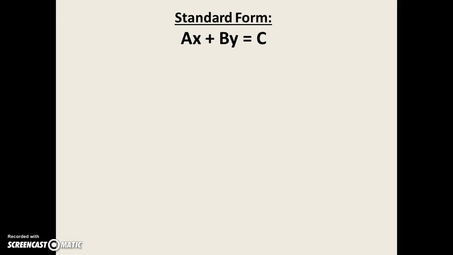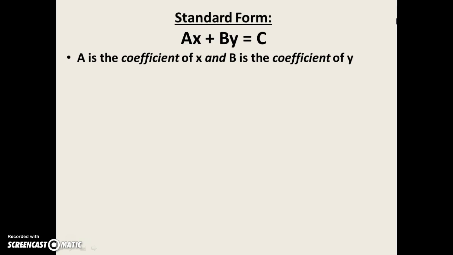So in this short video, we're basically going to compare and contrast standard form of a linear equation with slope-intercept form. So standard form is ax plus by equals c. A is the coefficient of x and b is the coefficient of y. Remember, a coefficient is a number that's next to a variable.